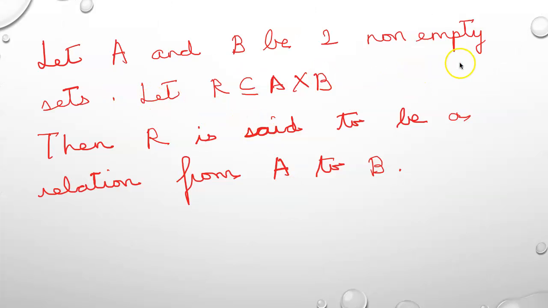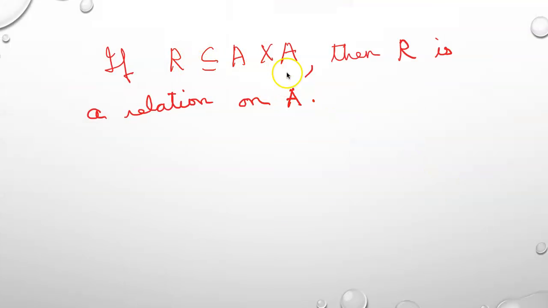If A and B are two non-empty sets and R is a subset of A cross B, then R is said to be a relation from A to B. So a relation is a subset of the Cartesian product of two sets. If R is a subset of A cross A, then R is a relation on A. So R is a relation on A means it is a subset of A cross A.